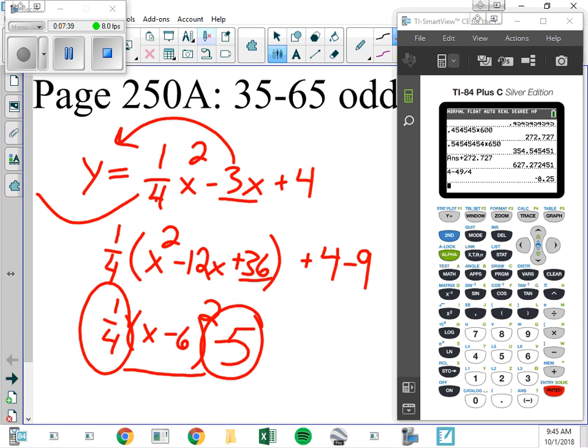How do you find the vertex? Well, you do this same trick. You convert it to vertex form. Where is the vertex of this equation?